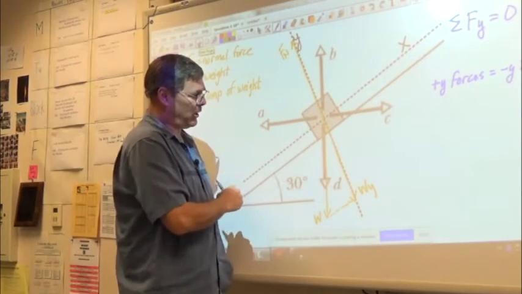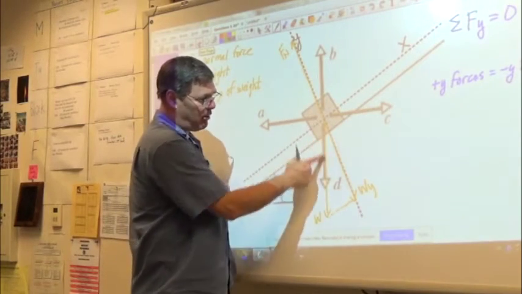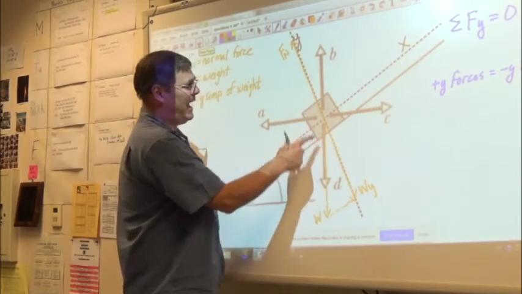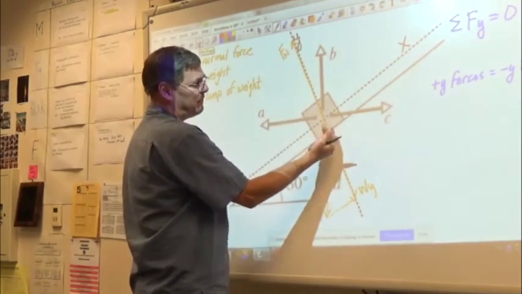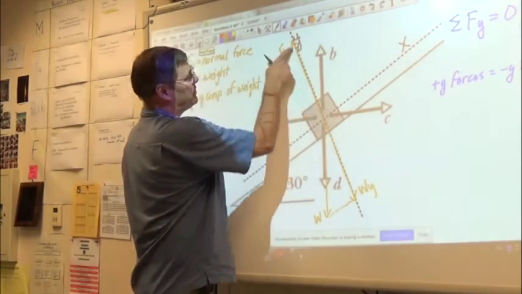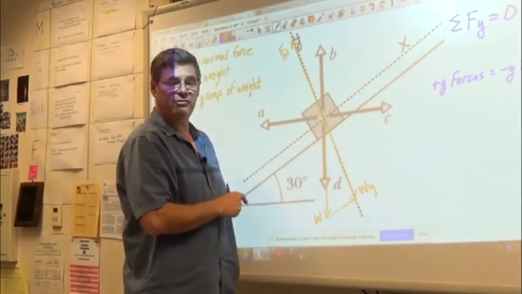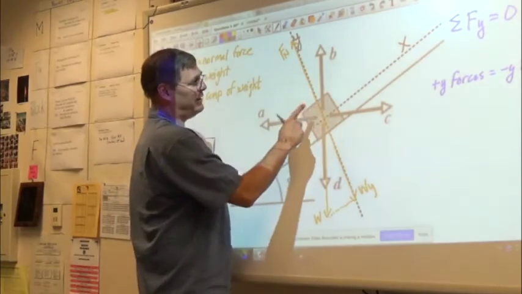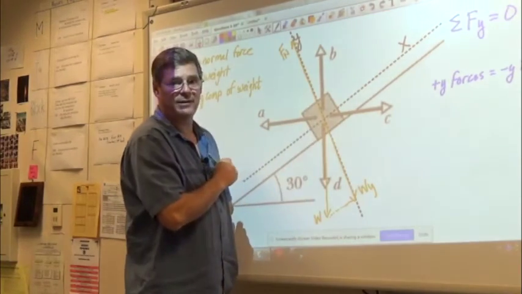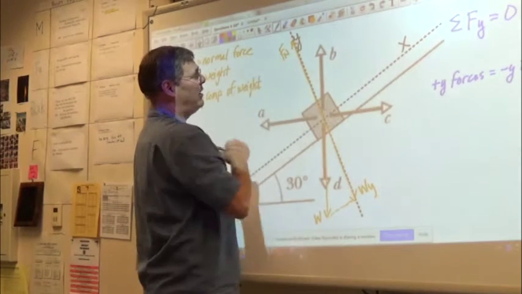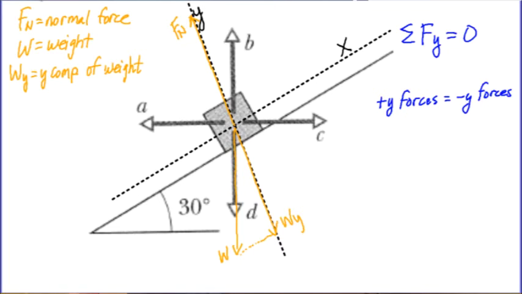Well, I've labeled them in orange here. The weight is always vertically straight down, and the normal force is the force of the ramp pushing on the block, which of course is normal to the surface of the ramp. So that is another reason why this tilted coordinate system helps me, because now the normal force is on the y-axis, and the y-axis is perpendicular or normal to the ramp.